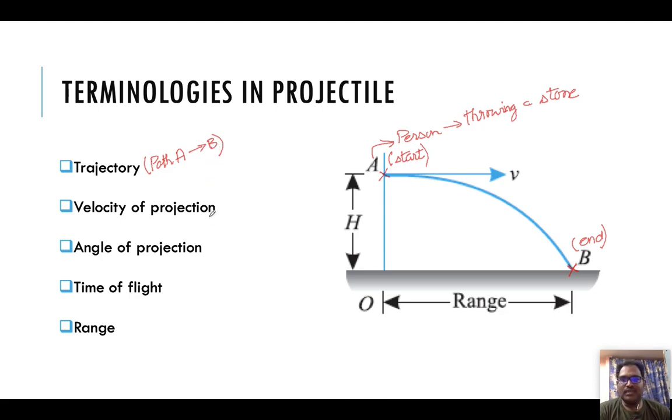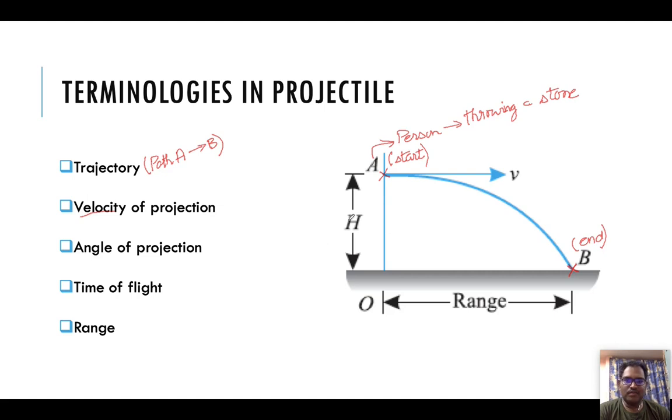Okay. So the next point is velocity of projection. The definition itself will tell you. Once you have this particular projection, it starts from a particular point A and then it reaches the point B. So this object will be traveling with some velocity throughout this path. That is referred to as your velocity of projection. And the next one is called angle of projection.